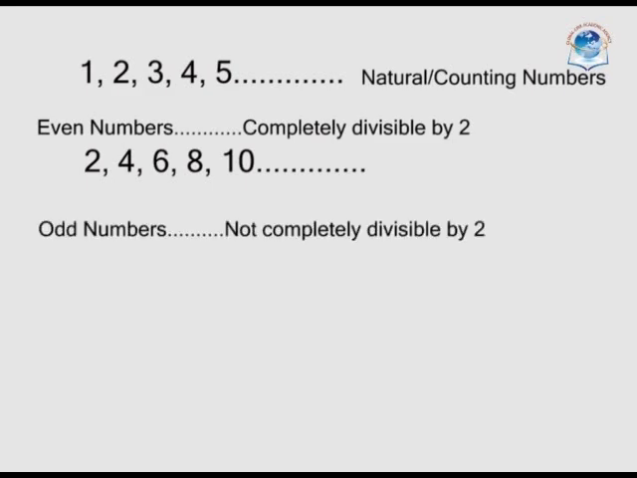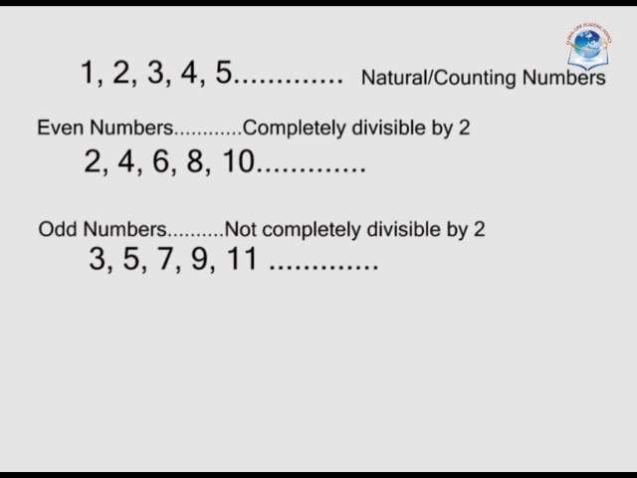Odd numbers are the exact opposite of even numbers. They are not completely divisible by 2. There is always a remainder of 1. And so 3, 5, 7, 9, and 11 are odd numbers. Do you think 1 is an odd number?